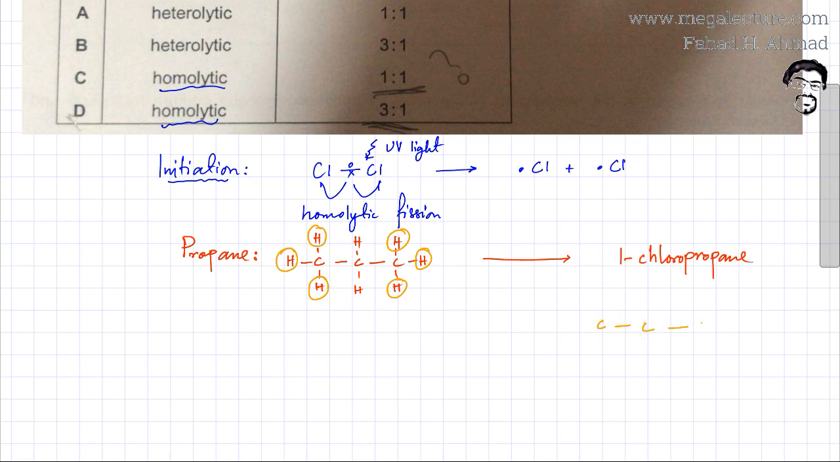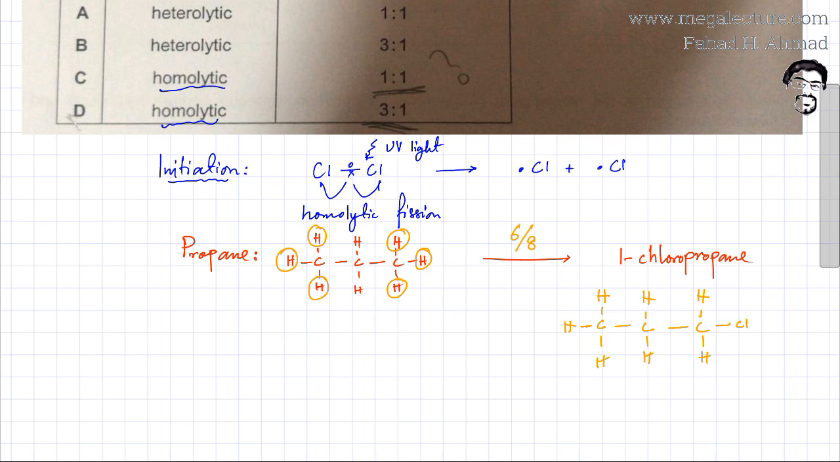There's going to be three carbon atoms and there's going to be a Cl attached to the end carbon, or the first carbon on either side, not the middle one. So that means that out of these eight hydrogens that you have, which hydrogen gets substituted to give you 1-chloropropane? It's either one of these hydrogens that I've marked. So out of the eight hydrogens, if any one of these six hydrogens gets substituted, you're going to get 1-chloropropane. So the probability is six out of eight.